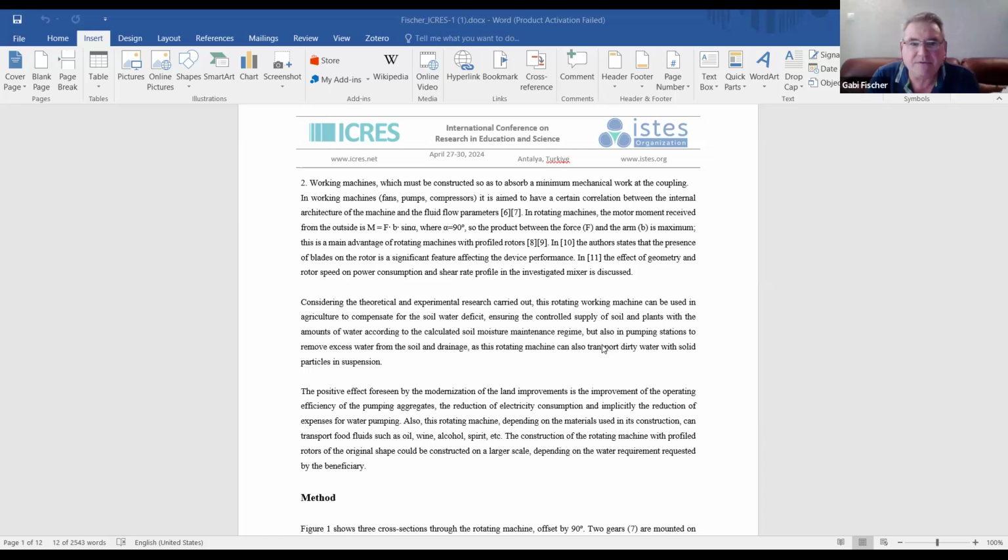The positive effect foreseen by the modernization of the land improvement is the improvement of the operating efficiency of the pumping aggregates, the reduction of electricity consumption, and implicitly the reduction of expenses for water pumping.